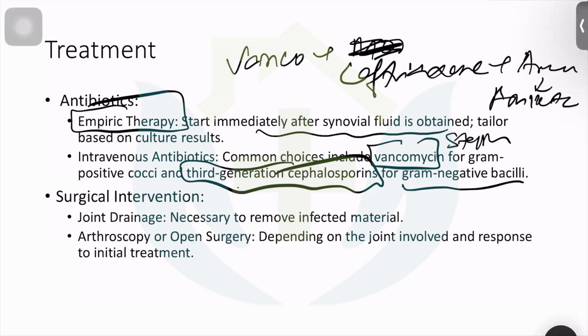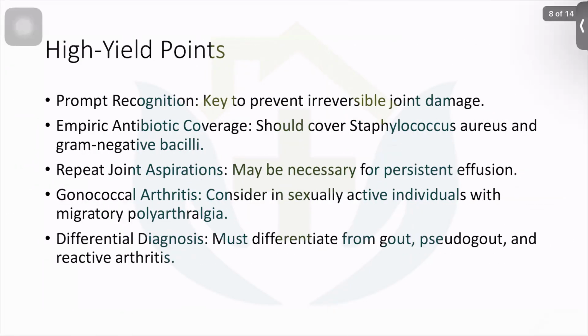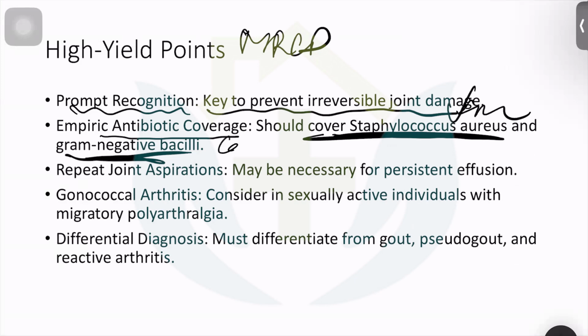If nothing is helping, drain the joint. If there are flakes and it is a delayed case, then drain the joint. Arthroscopy or open, both, depending on the joint involved and response to the initial treatment. High yield points for MRCP. Prompt recognition is the key to prevent irreversible joint damage. Empiric antibiotic coverage is important to cover Staph aureus and gram-negative bacilli. Vanco plus ceftriaxone or third generation cephalosporin.